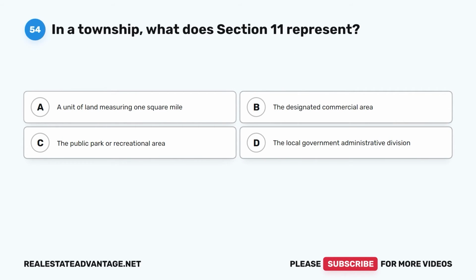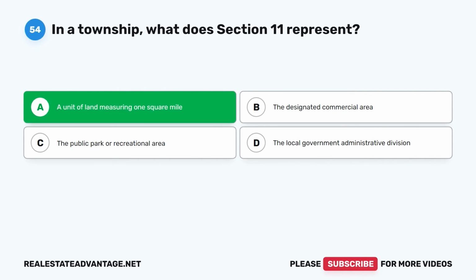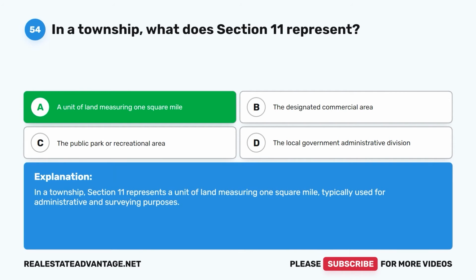Question 54. In a township, what does Section 11 represent? A. A unit of land measuring 1 square mile. B. The designated commercial area. C. The public park or recreational area. D. The local government administrative division. The correct answer is A. A unit of land measuring 1 square mile. In a township, Section 11 represents a unit of land measuring 1 square mile, typically used for administrative and surveying purposes.